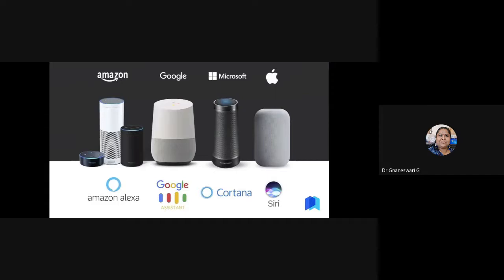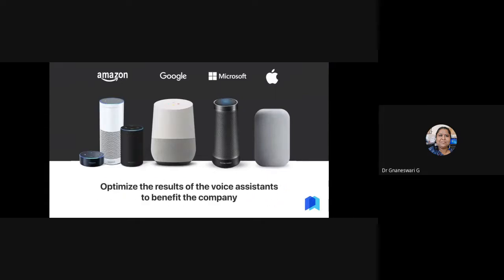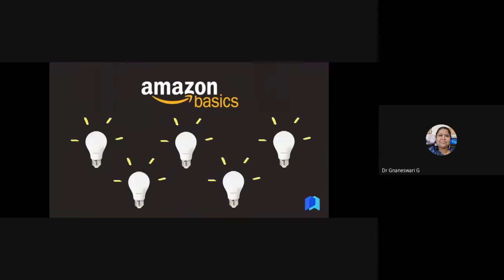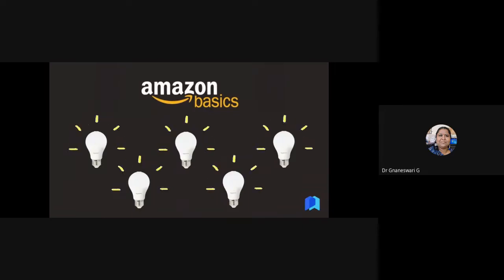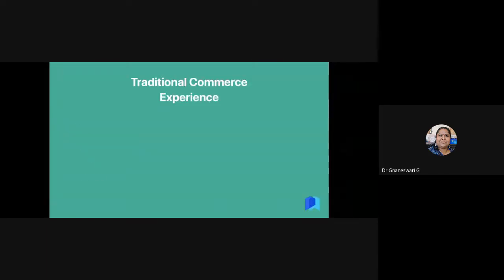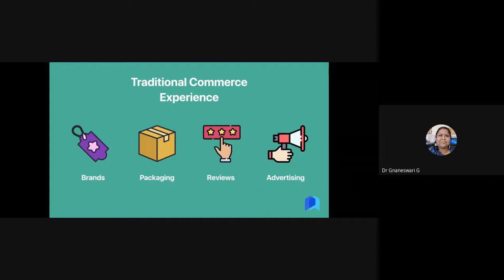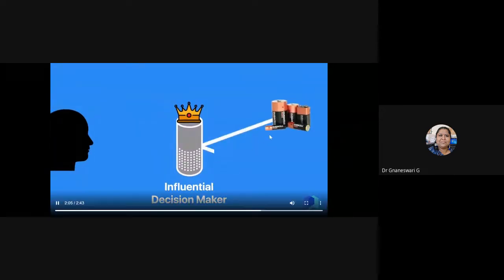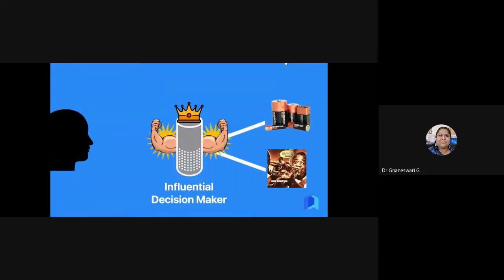Oftentimes, the tech companies behind these assistants optimize the results shown for their personal gain. When you ask Amazon's Alexa assistant to buy light bulbs, it will naturally direct you to Amazon Basics light bulbs, since Amazon has the highest profit margins on them. This fundamentally disrupts the traditional commerce experience, which centers around brands, packaging, reviews, and advertising. Instead, the voice platform you use plays the role of kingmaker for anything you search. Whether you ask your assistant to buy batteries or play smooth jazz, it ultimately gets to pick which batteries to purchase or which song to queue up, and that's incredibly powerful.